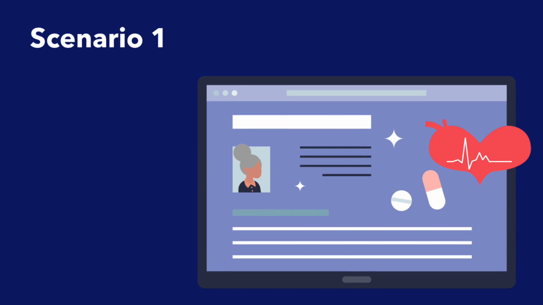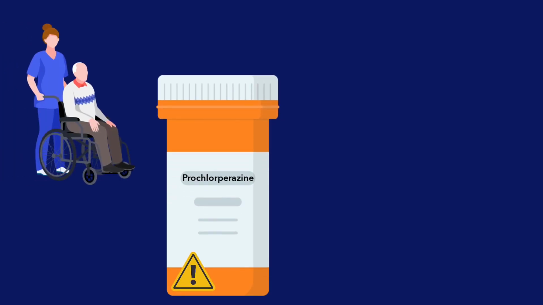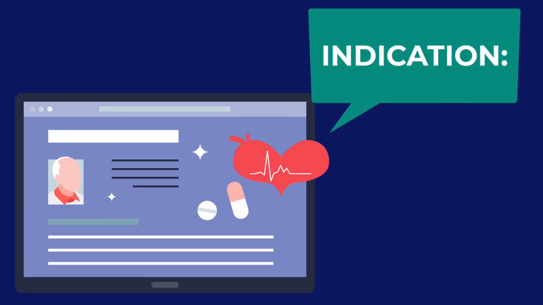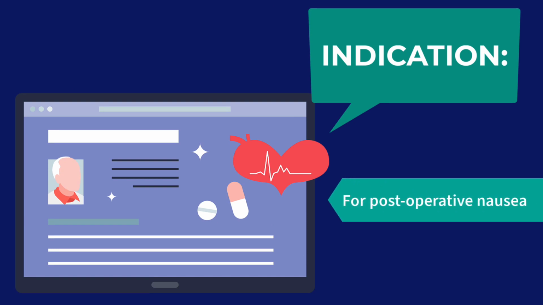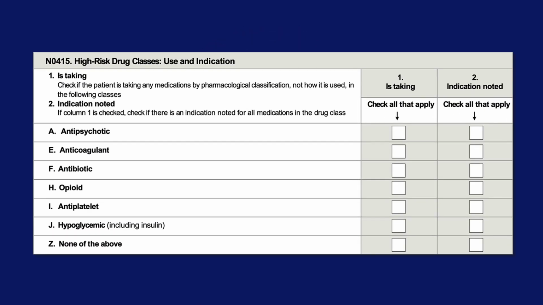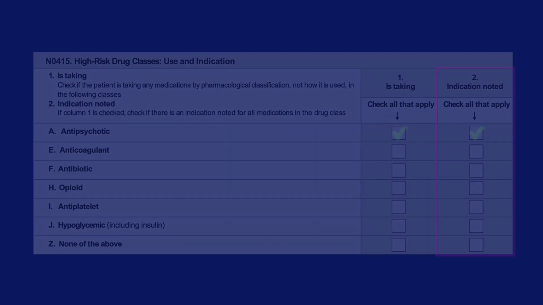Let's look at a scenario to understand this key concept for coding N0415. Your patient is taking prochlorperazine, classified as both an antiemetic and antipsychotic. The medical record states the patient-specific indication is post-operative nausea. The patient is taking no other antipsychotic medications. To code this medication in column 1 is taking, check the box for antipsychotic. Antiemetic is not listed as a coding option. In column 2, check indication noted, since an indication is noted in the medical record for prochlorperazine, for post-op nausea, and this is the only antipsychotic medication that the patient is taking.